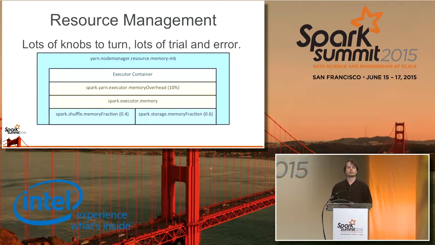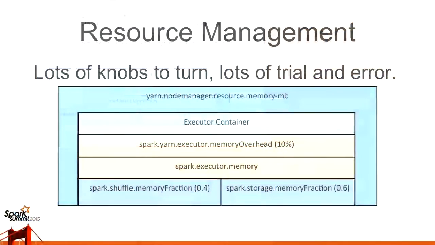Let's look at the resource management problem from Spark's perspective. Right now, when you deploy your application on Yarn, there are a lot of knobs you have to turn. This is a picture that shows what the memory looks like in a Yarn node manager. You have the amount of memory that the node manager knows about and can allocate to applications. Within that, you have your executor container that has the overhead memory, which is any memory that is not in the Java heap. You have the Java heap itself, which is the executor memory. And within that, you have different partitions for shuffle and cache data and other things.